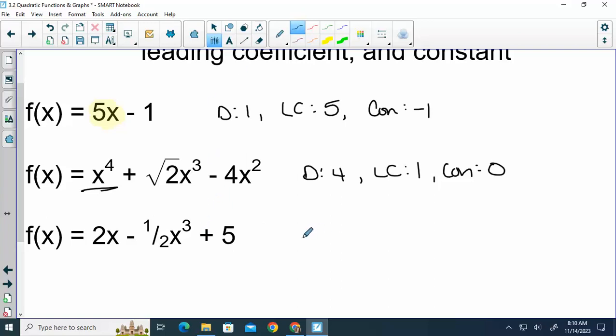Alright, last one, degree. 3. Leading coefficient. 2. Careful. Oh, whoops, I was in the wrong thing. -1/2. Yes, you have to look at the coefficient of that term with the highest power. And then the constant. Any questions with this?